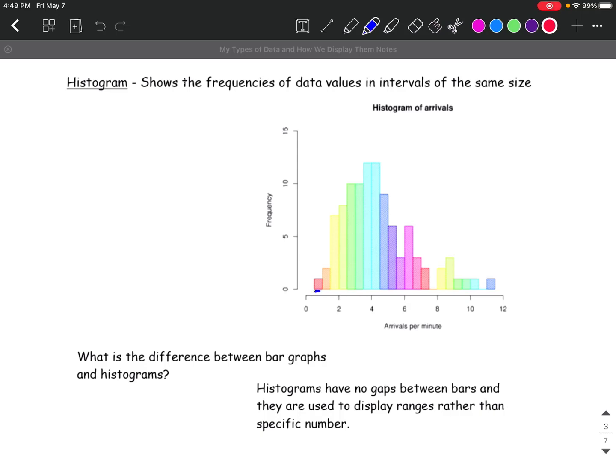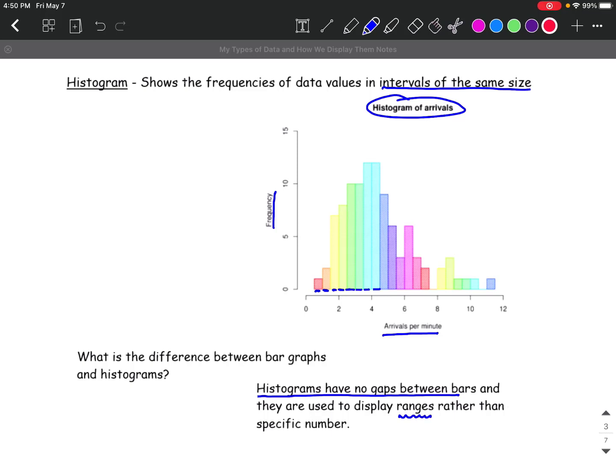Each of these bars is the same width. If they're not the same width, it is not a valid histogram. They have to have intervals of the same size. Also, it's got a title, labels on the x-axis, labels on the y-axis. Notice that the bars touch each other, and that's one of the big differences between histograms and bar graphs. Histograms have no gaps between the bars, and they're used to display ranges rather than a specific number.